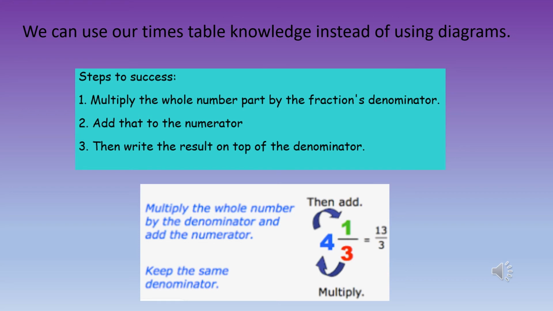So if you look at the diagram at the bottom, you can clearly see for this one, the fraction is 4 1/3. To find what the improper fraction would be, you would multiply 4 by the denominator, which is 3. 4 times 3 is 12. You would then add that 12 to the numerator. In this case, this is 1. So 12 add 1 gives you 13. So your improper fraction would be 13 over 3.